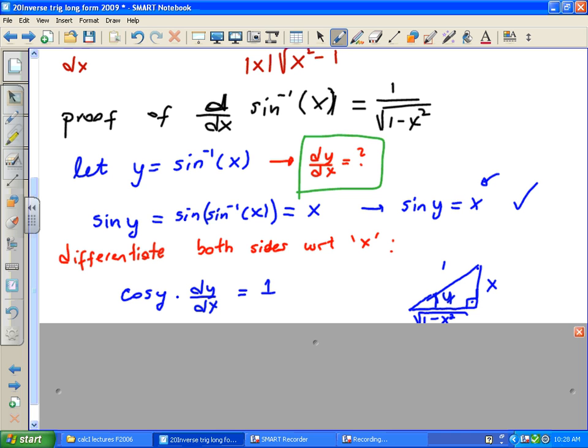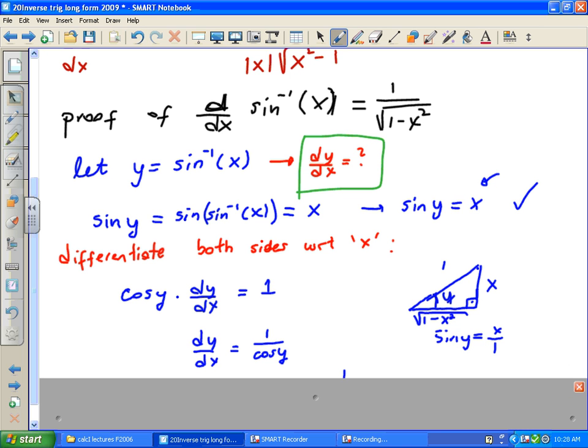Look at the green box. That's what we're trying to determine, right? dy/dx. And here I have an equation that has a dy/dx in it, right? So let's solve for dy/dx. That's what we want to know anyway, right? So solve for dy/dx. Basically divide both sides by cosine y, and this is what you get. dy/dx equals 1 over cosine y.